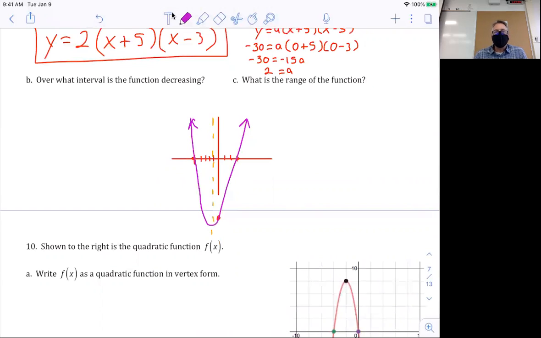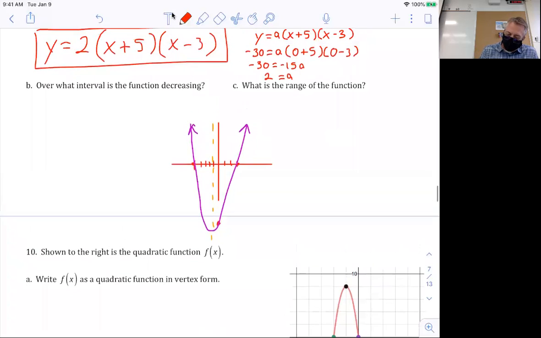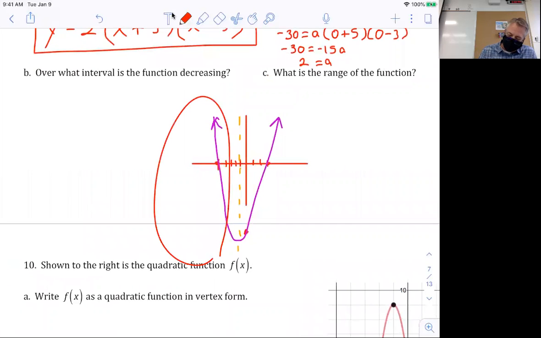Because when it asks me when the function is decreasing, I need to know the x value of the vertex, because that's when it changes from decreasing to increasing. So the interval where this function is decreasing, mainly this side of it, is from negative infinity to negative 1.